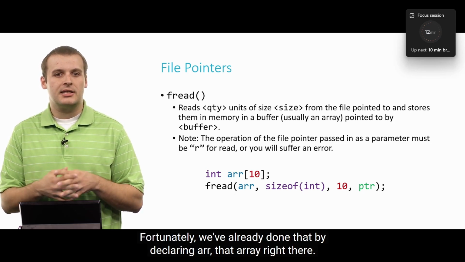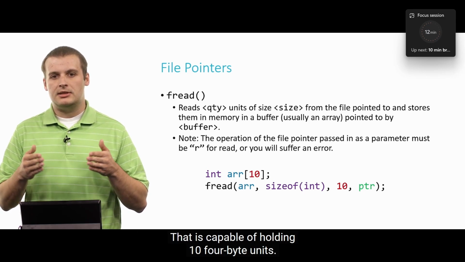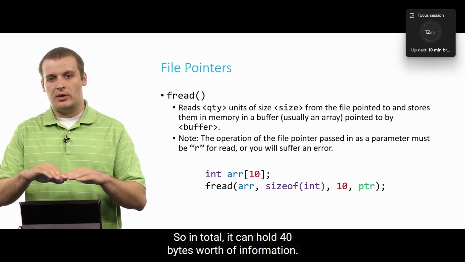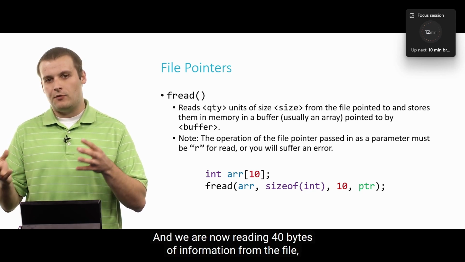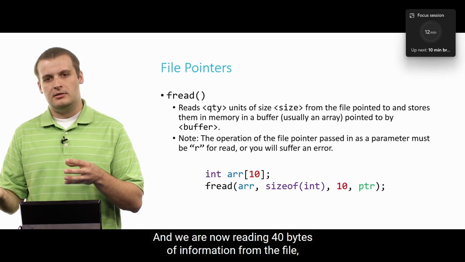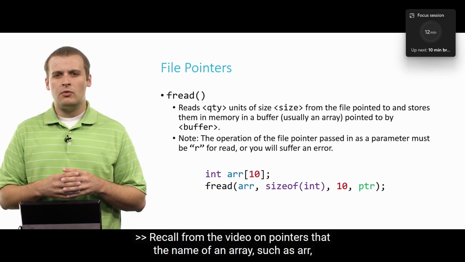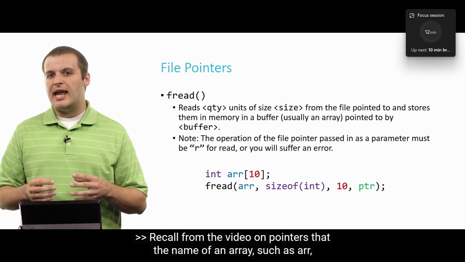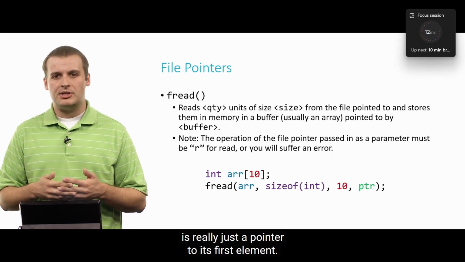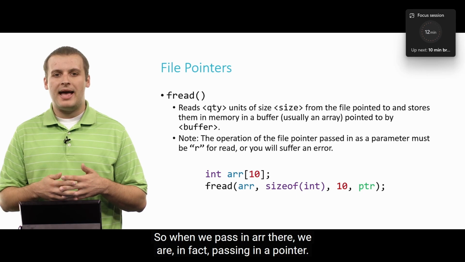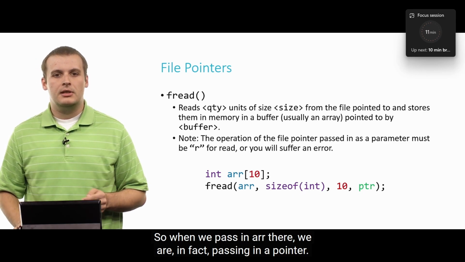Fortunately, we've already done that by declaring ARR, that array right there. That is capable of holding 10 4-byte units, so in total it can hold 40 bytes worth of information, and we are now reading 40 bytes of information from the file, and we're storing it in ARR. Recall from the video on pointers that the name of an array, such as ARR, is really just a pointer to its first element. So when we pass in ARR there, we are in fact passing in a pointer.